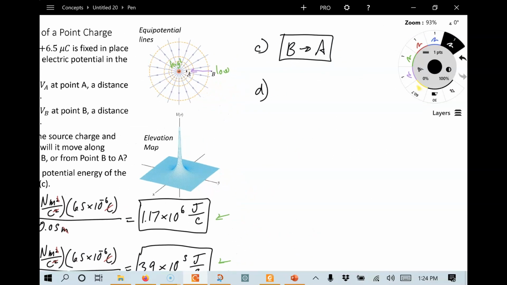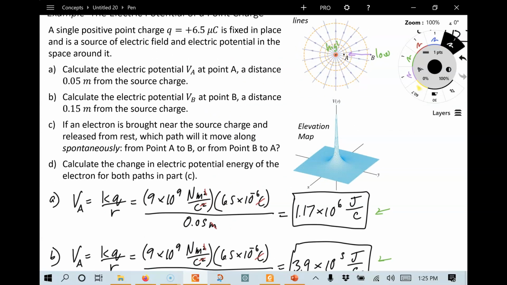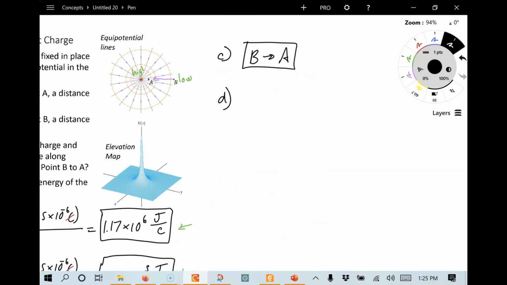So for part D, what are we trying to do? Calculate the change in electric potential energy of the electron for both paths in part C. So to calculate the change in electric potential energy of the electron, we can multiply the electron's charge times delta V. But we're going to do it twice, once from B to A and once from A to B.